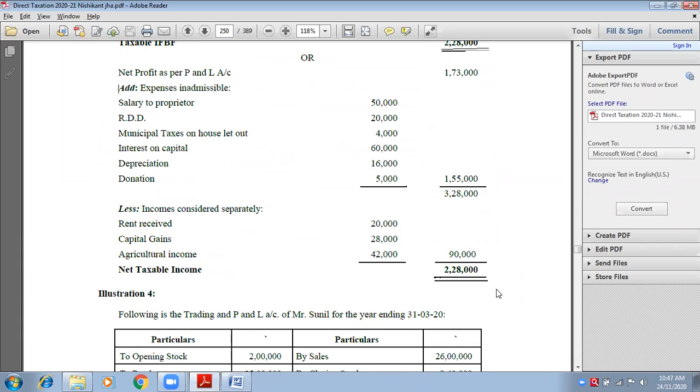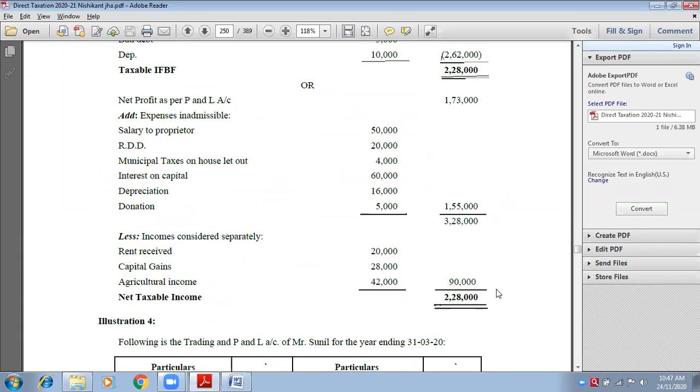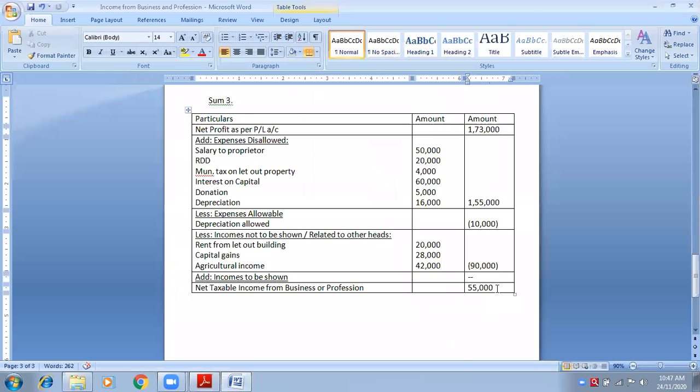यहाँ से तो मैच नहीं हो रहा, आपने कुछ गड़बड़ करी है. मुझे नहीं लग रहा 55,000 सही है. 2,28,000 है मैम. Yes, यहाँ पे देखो सॉल्यूशन में 2,28,000 दिख रहा है. आपने कुछ तो गड़बड़ करी है कैलकुलेट करने में. देखो मेरी बात सुनो. स्टार्टिंग से देखो, 1,73,000 नेट प्रॉफिट, उसमें ऐड करेंगे 1,55,000, उसमें से लेस करेंगे 10,000 और उसमें से लेस करेंगे 90,000. सो योर आंसर विल बी 2,28,000.